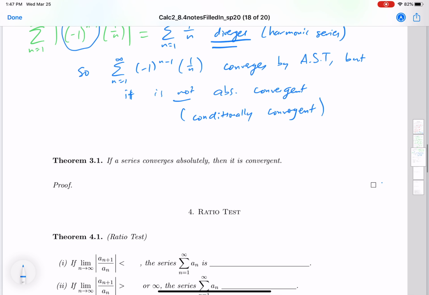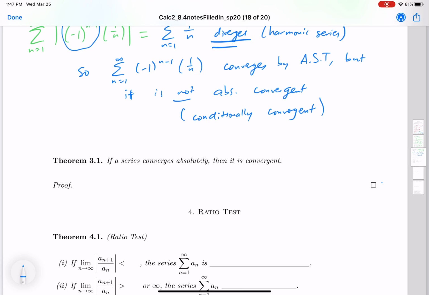And theorem 3.1 says if a series converges absolutely, then it is convergent. And this has to do with the fact that if you're adding some stuff together and you've got positive and negative terms, and you made all those negative terms positive and you still converge, then those negative terms would only be canceling out some of those things you would have converged to.